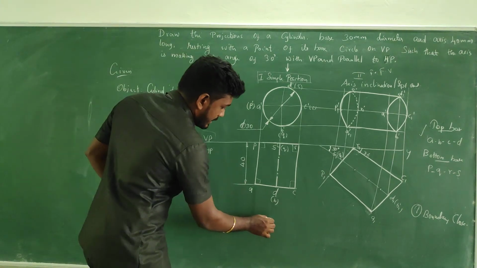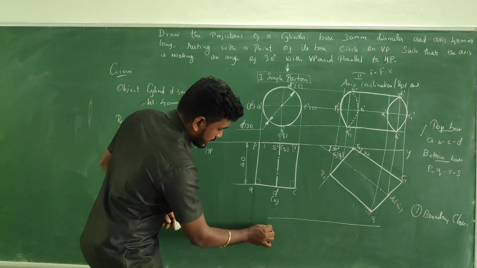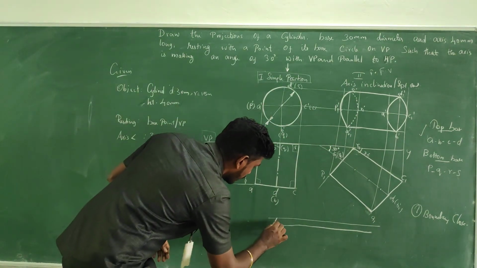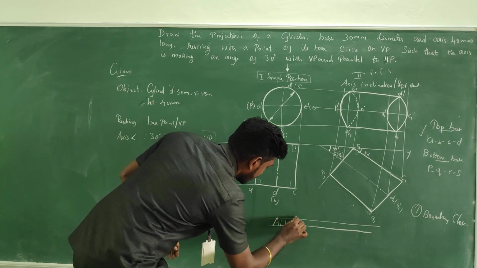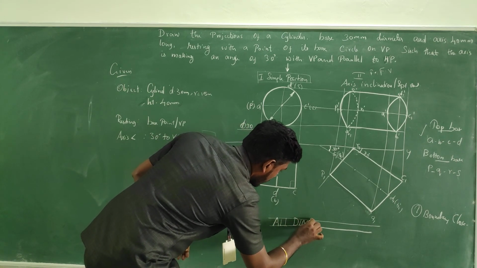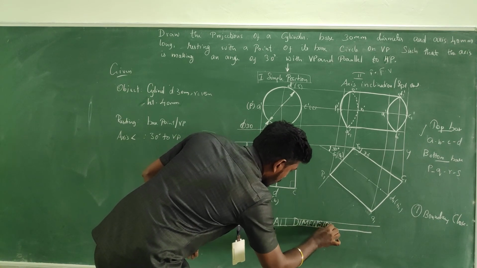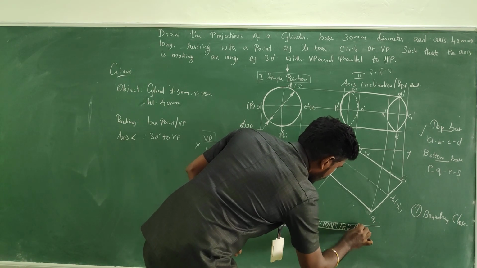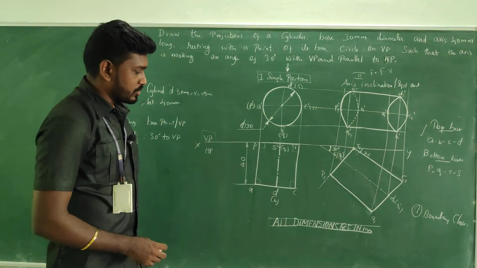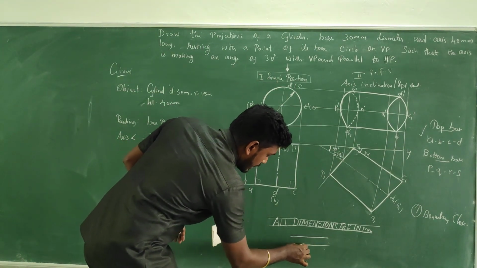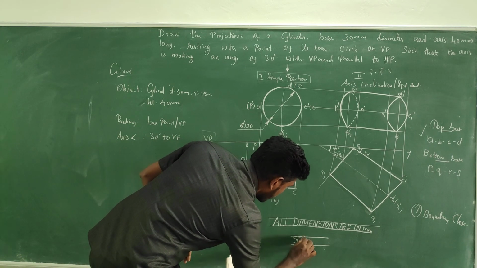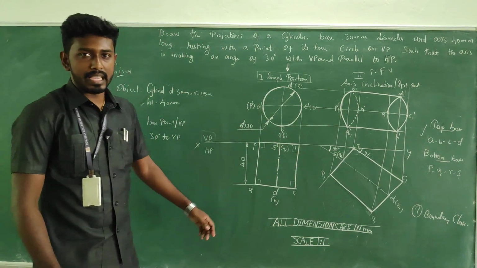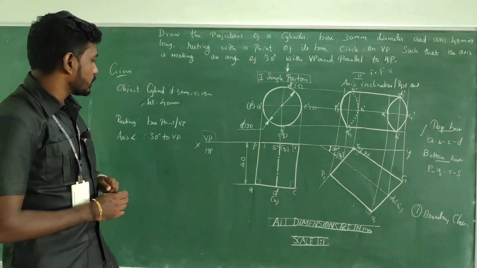Then take the note: here all the dimensions we have taken are in mm. So write all dimensions are in mm. And as well you can write the scale here. The scale considered is 1:1. Make it inside the guideline with a 5 mm gap. I hope you understood. Thank you.